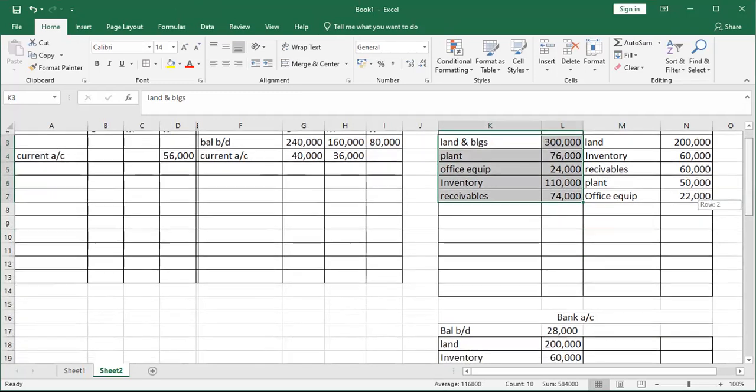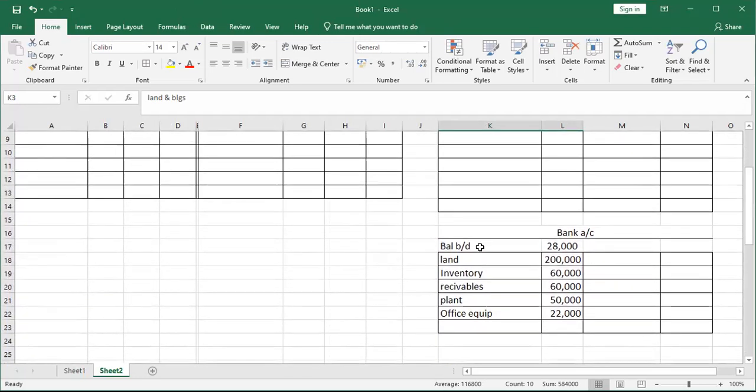Now, the next step is you sell these assets. You start selling them one by one. When you receive money on sale of an asset, you debit bank account. It's obvious when you receive money, you debit bank account. So you are debiting bank account.